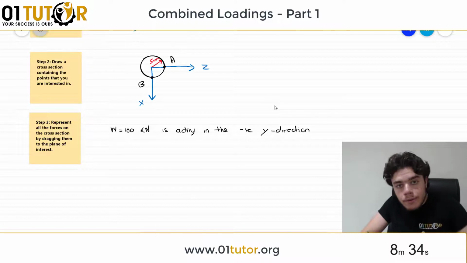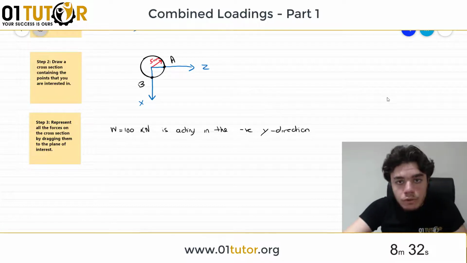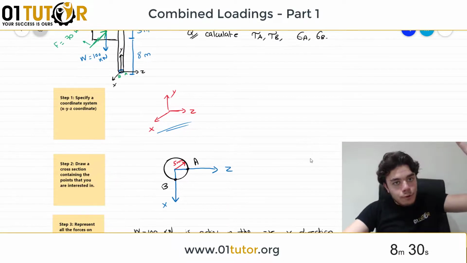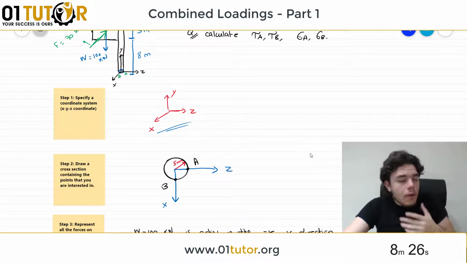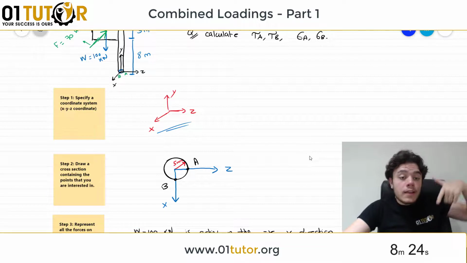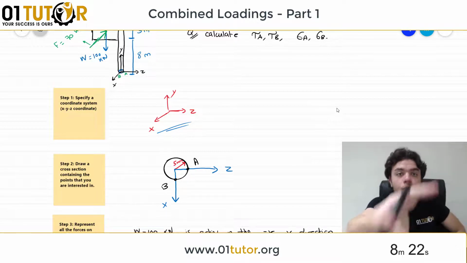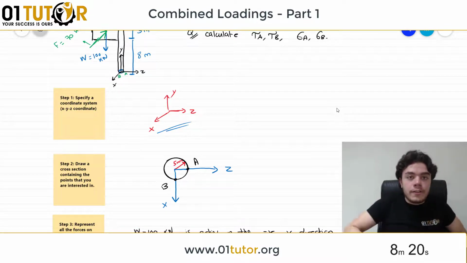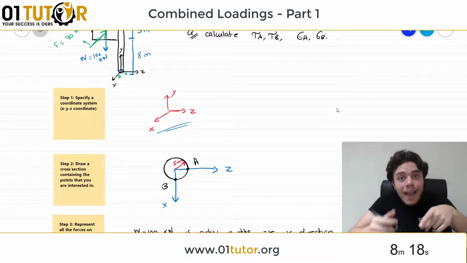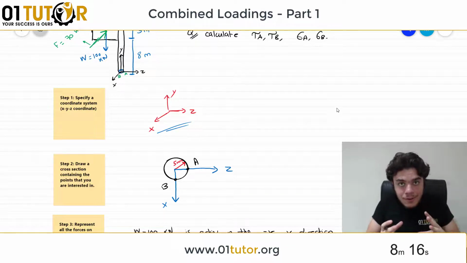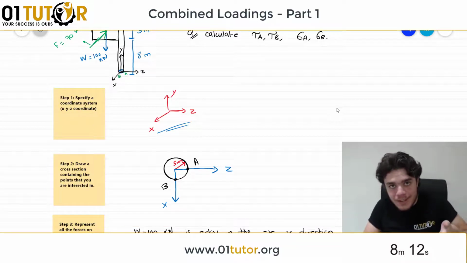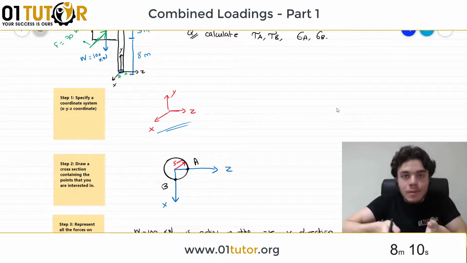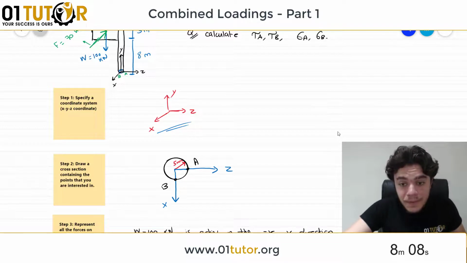As a result, what you're going to do is drag this force and put it on the cross section of interest. How are you going to do that? If W is acting in the negative Y direction, how should you represent it on the cross section? Since the Y axis doesn't appear on the cross section, W acts as a compressive force because it's acting into the page, right? Very important.